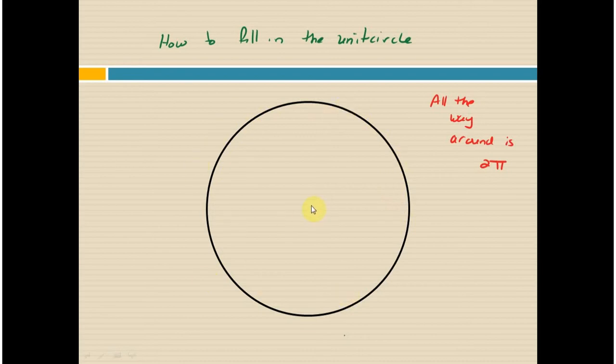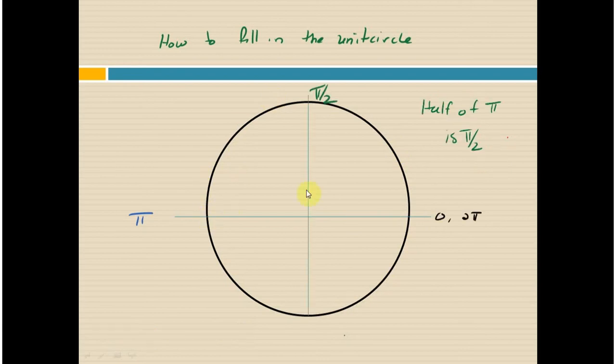When we say unit circle, what we mean is that if I started at the center and went a distance out to the edge, that distance would be 1. That's what we mean by unit circle. If all the way around, starting from here and going all the way around is 2 pi, then halfway around would be half of 2 pi, which is pi.